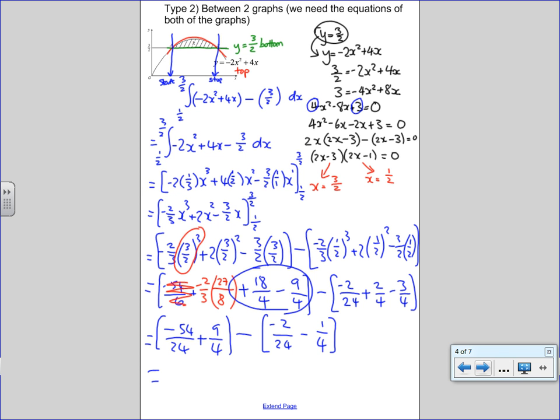Minus 54 over 24 plus 9 over 4 is 0. Is it? Yeah, actually, because you times that by 6, times that by 6. Oh, yeah. Good point. Okay, and then minus 2 over 24 minus 1/4 is minus 1/3. Hooray. So minus makes positive, which is good. Excellent. We are getting there.